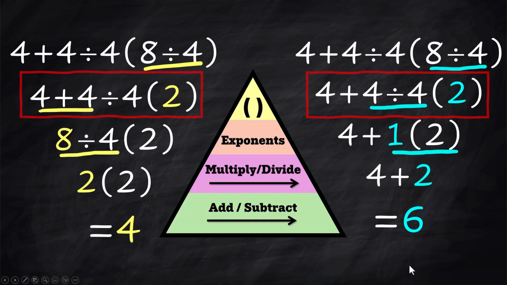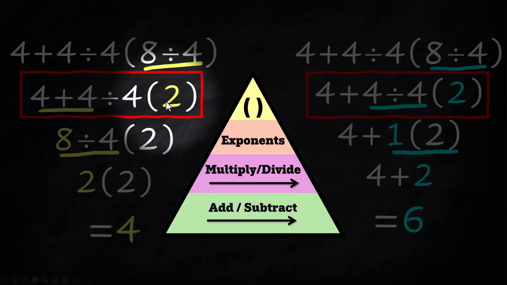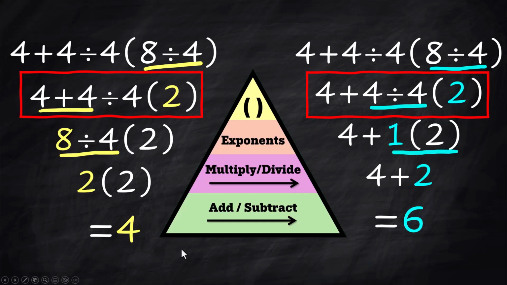So who did it right? Yeah, that division in the middle. You've got to do all the dividing before you can do adding and subtracting. This is a violation of the order of operations. So 4 is wrong, 6 is right.